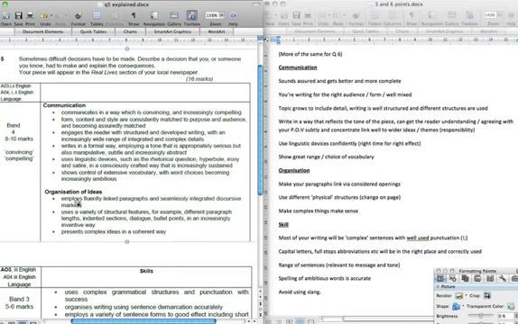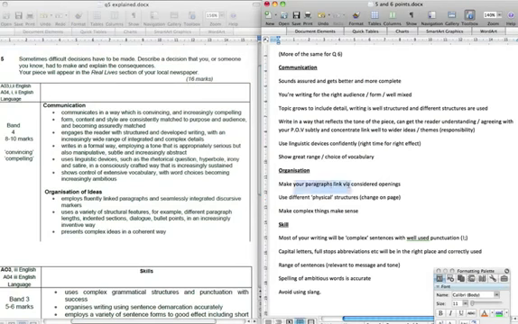Moving on then to organization of ideas, employs fluently linked paragraphs and seamlessly integrated discursive markers. So basically your paragraphs link via considered openings. A discursive marker is basically a point in an essay or a piece of writing, should I say, that just invites us to move on or can kind of twist where we're going.